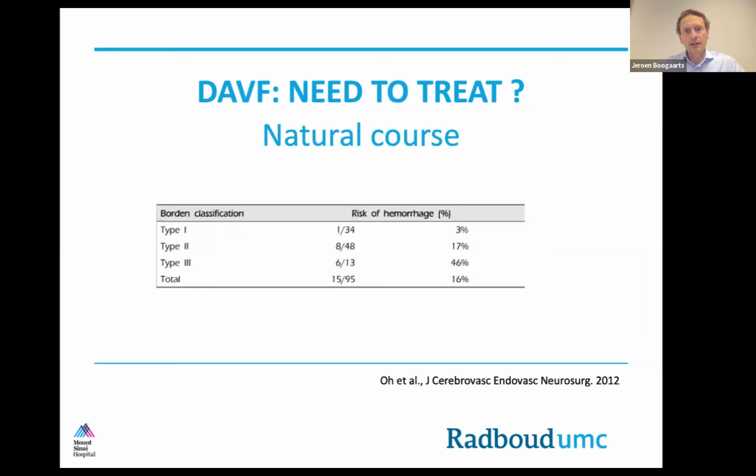So is there a need to treat? What do we know from the natural course? If we see the patients who present to the departments, typically most of the patients present with hemorrhage. And we know also that those patients who present with hemorrhage have a higher Borden classification. And that's what we see clearly here in this case series.